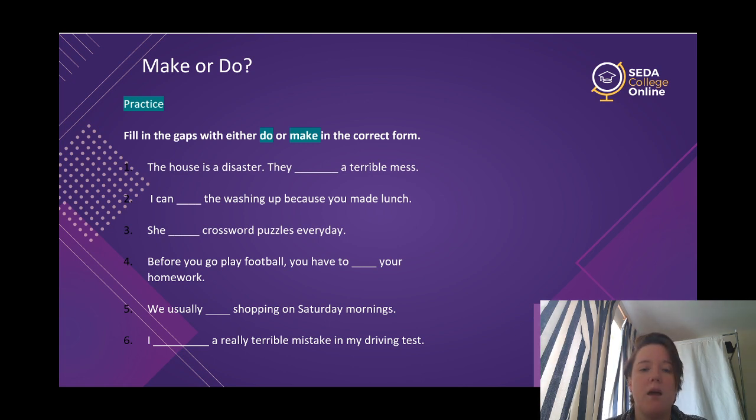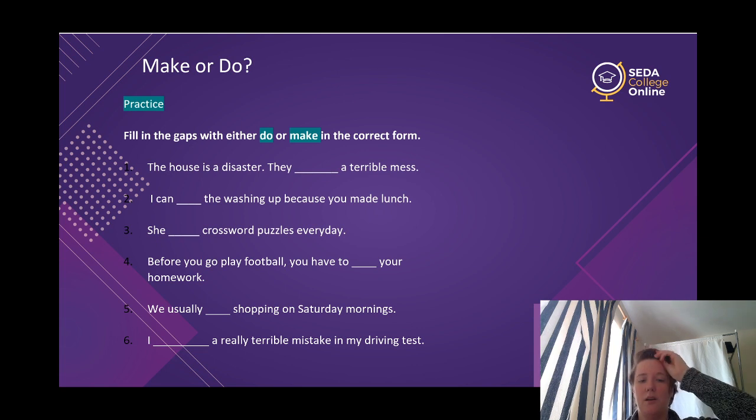Number 4, before you go play football, you have to your homework. What do I do with homework? Do I make homework or do I do homework? Number 5, we usually shopping on Saturday morning. What do I do with shopping? Do I make shopping or do I do the shopping? Number 6, I a terrible mistake in my driving test. Do I do a mistake or do I make a mistake? And is this in the present or is it in the past?